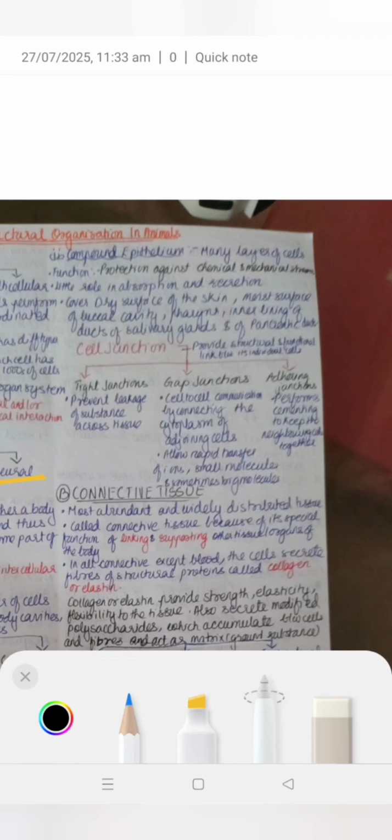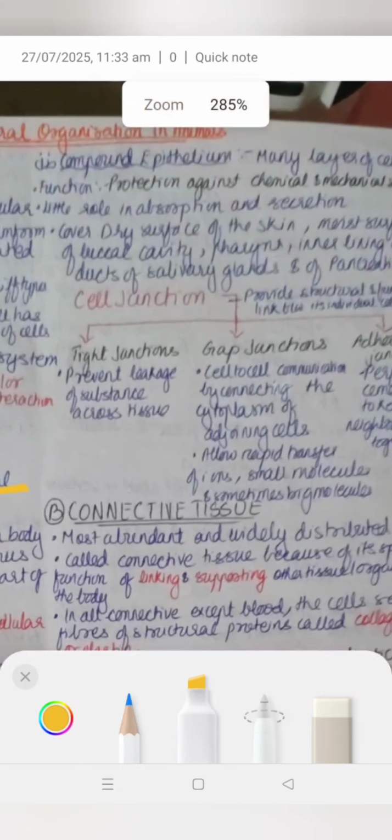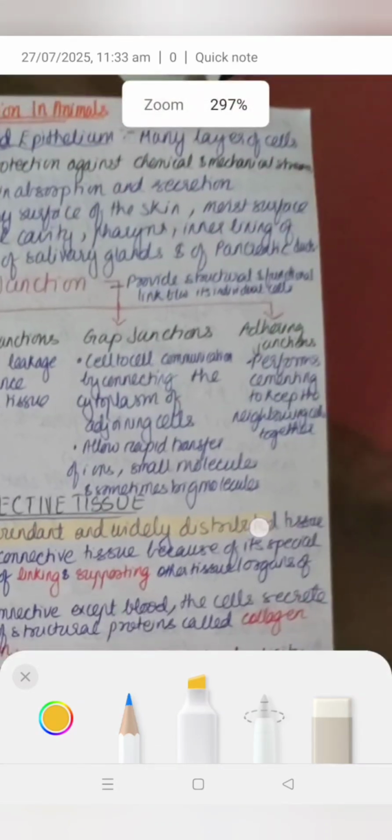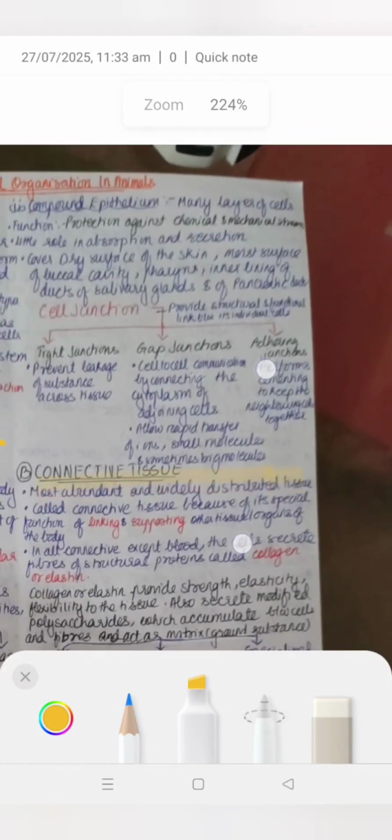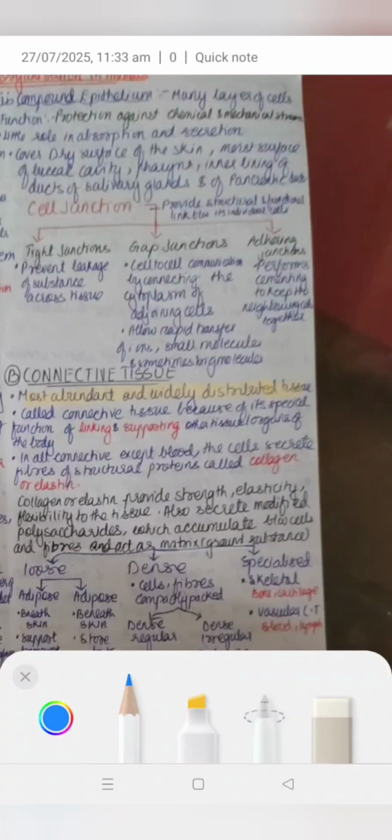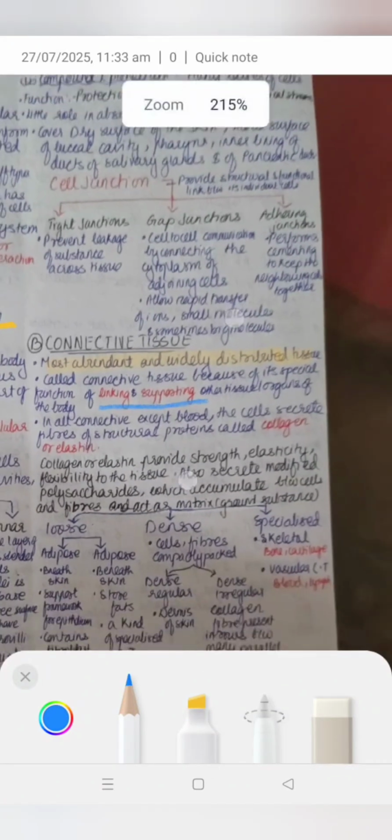Next we have connective tissue, which is the most abundant tissue and it is widely distributed. Very important point: the most abundant and widely distributed tissue in the body is connective tissue. It is called connective tissue. Why? Because of its special function of linking and supporting other tissues and organs of the body.